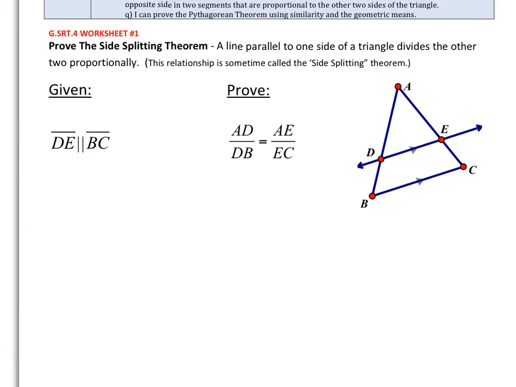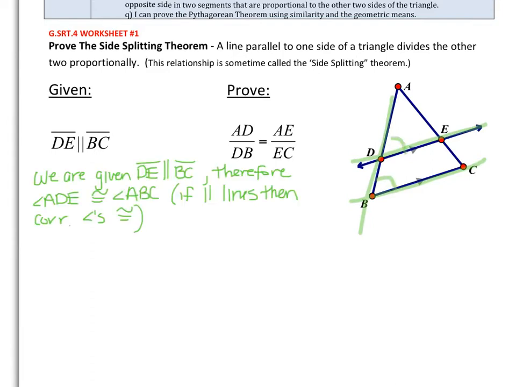So in this diagram, we are given that DE is parallel with BC. If we have parallel lines, we could look at a transversal, AB, to then give us pairs of corresponding angles congruent, such as angle ADE congruent to angle ABC. We also know that angle DAE is congruent to angle BAC because that's the same angle, and so by the reflexive property, they're congruent to each other.